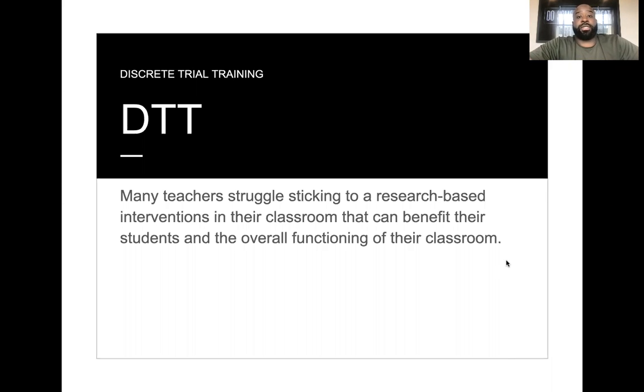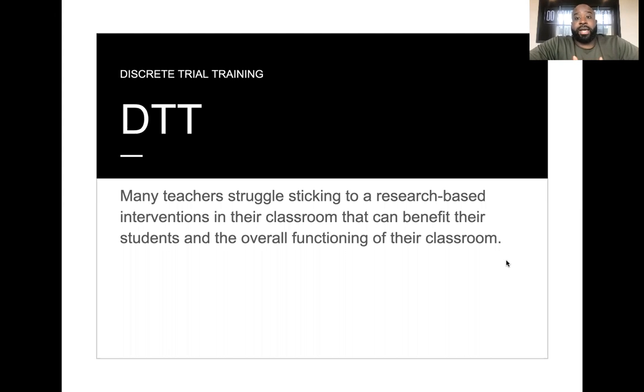Many teachers struggle sticking to research-based interventions in their classroom that can benefit their students and the overall functioning of their classroom. As a teacher, I find it very hard to stick to using research-based interventions and taking data. And I've noticed that when I've had problems with students and then the ABA will come in, they'll ask me, well, what have you tried or what data have you taken to show us before we can help you.